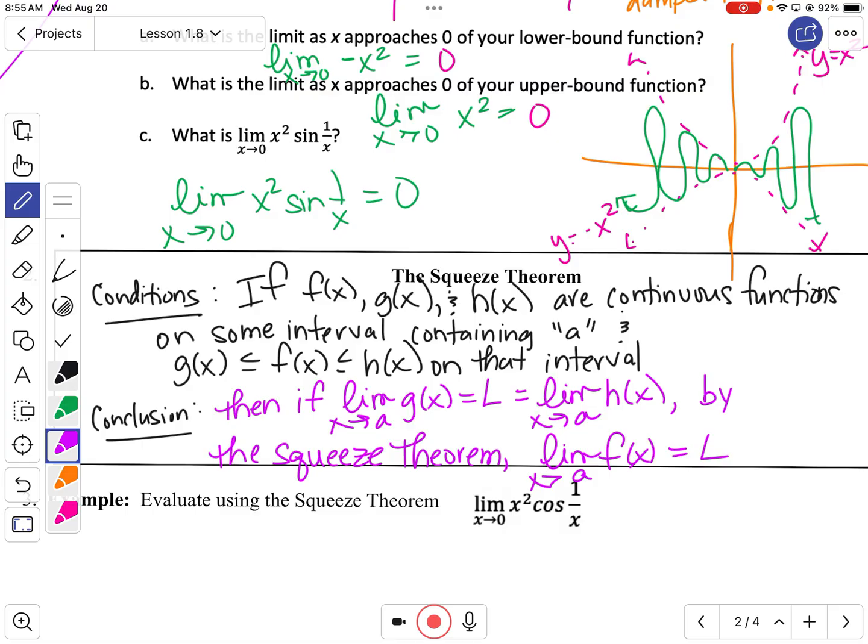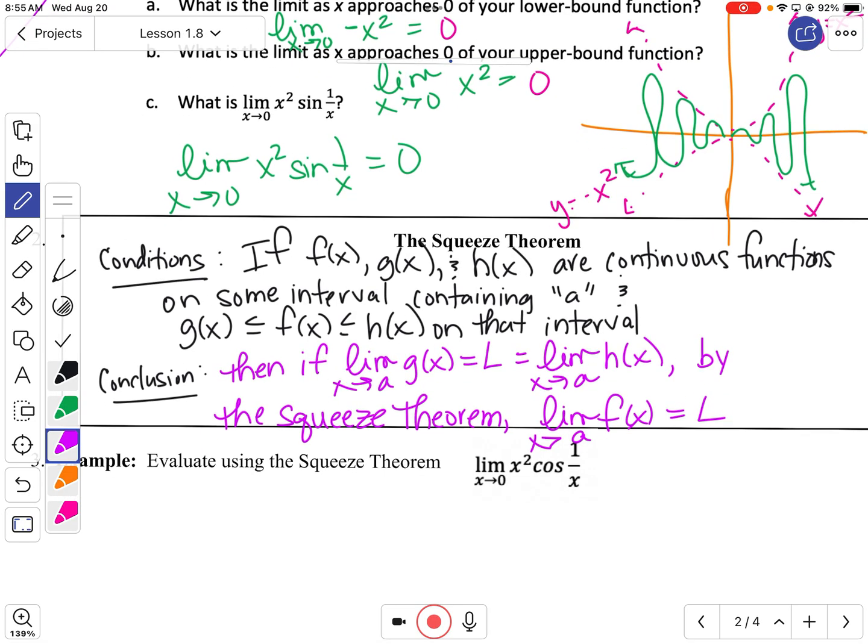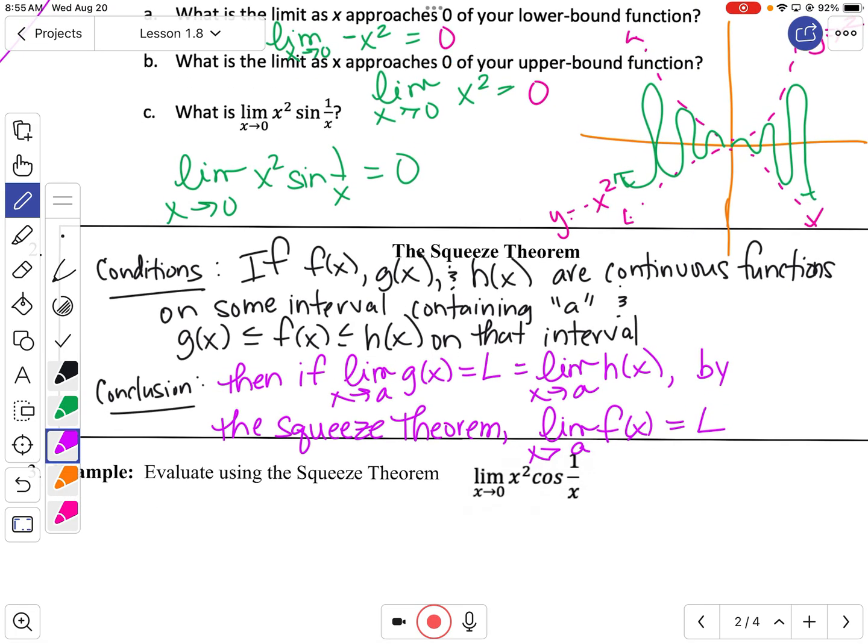Okay, so let's take a look at a few. How would we justify? How would we evaluate a limit? Okay, fill that in.